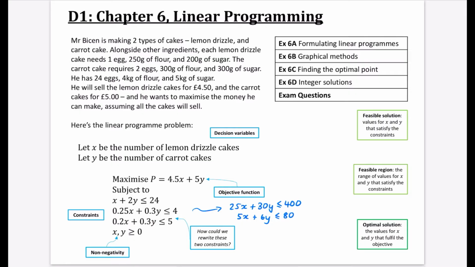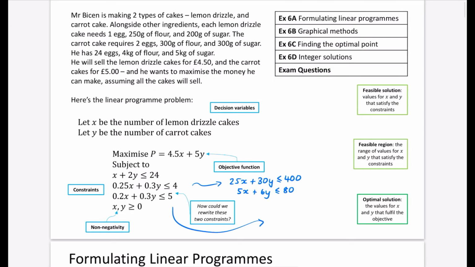And you can see what would happen with this one that I've got down here. If I was going to rewrite this constraint, I could times it all by 10. Actually, I'll times them all by 10. So I could get 2x plus 3y is less than or equal to 50. So just be warned, you may need to rewrite them to have them with integer coefficients.